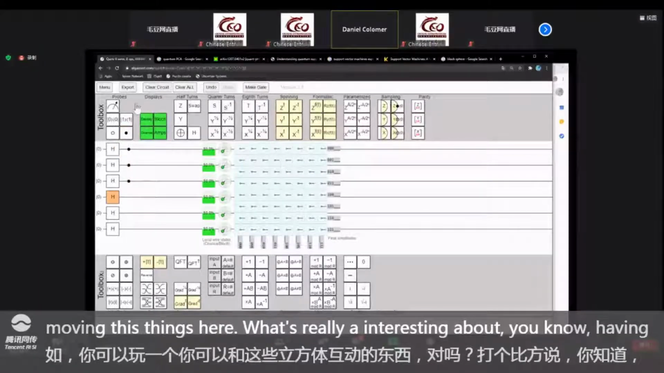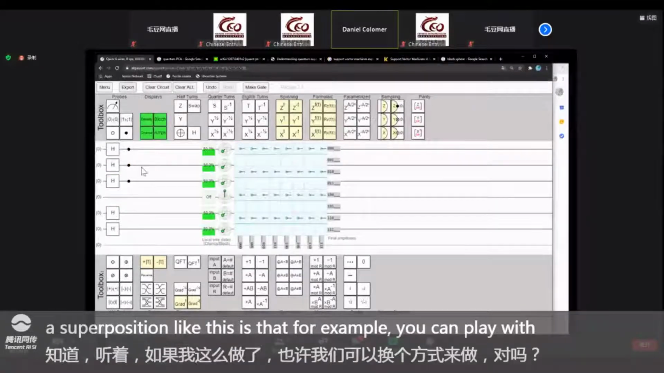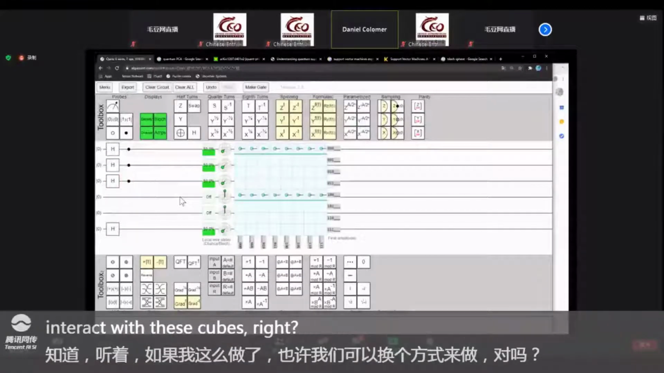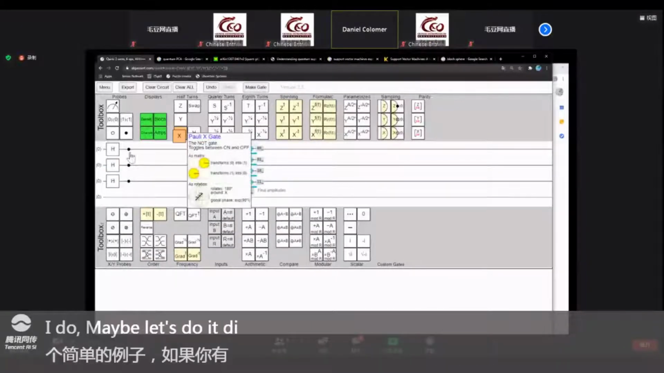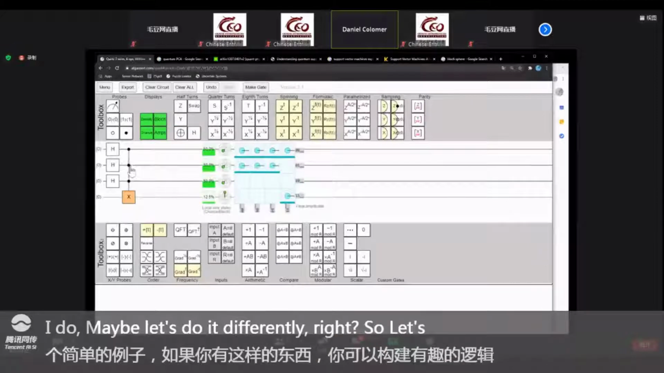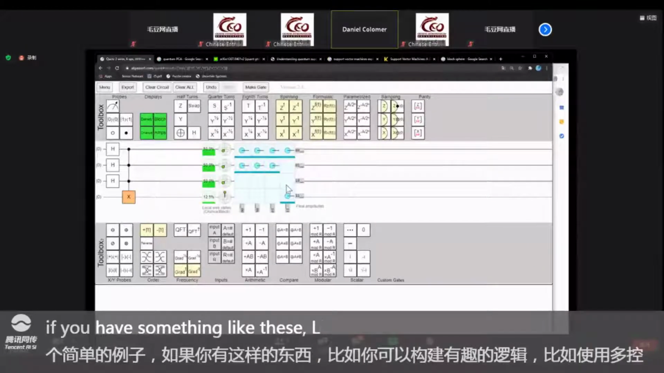Maybe let's do it differently. Let's make a simple example. So if you have something like this, you can build interesting logic using a multi-control gate to move elements around your space, right?